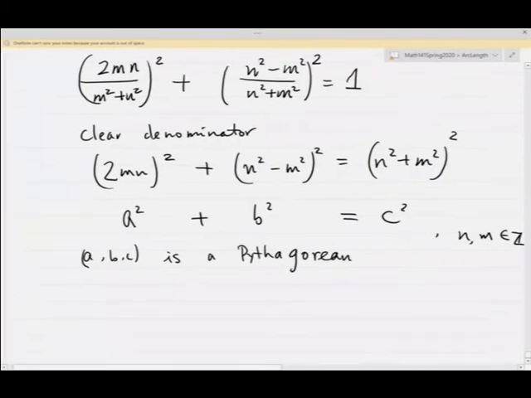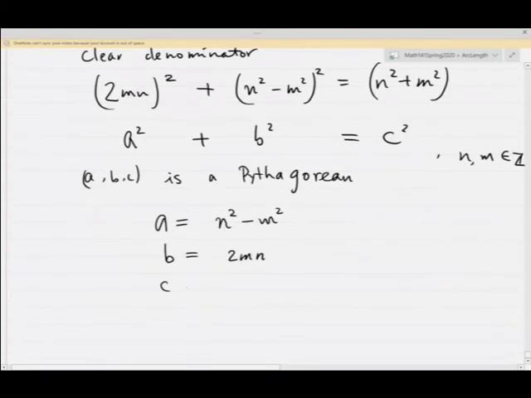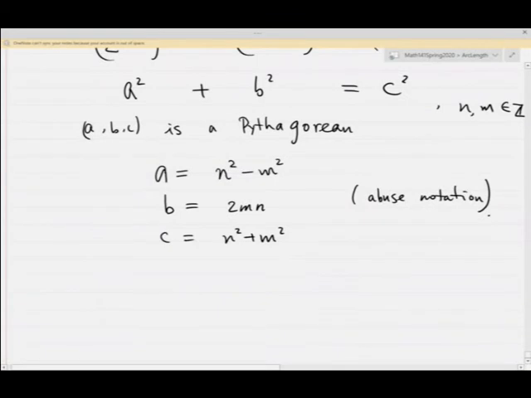Usually we write a as n squared minus m squared, and here we abuse notation a little bit. B is 2mn, and C is n squared plus m squared. Usually we write a first, so it's an abuse of notation, where a and b are switched. Okay, so this gives us all Pythagorean triples. For instance, let's take an example.